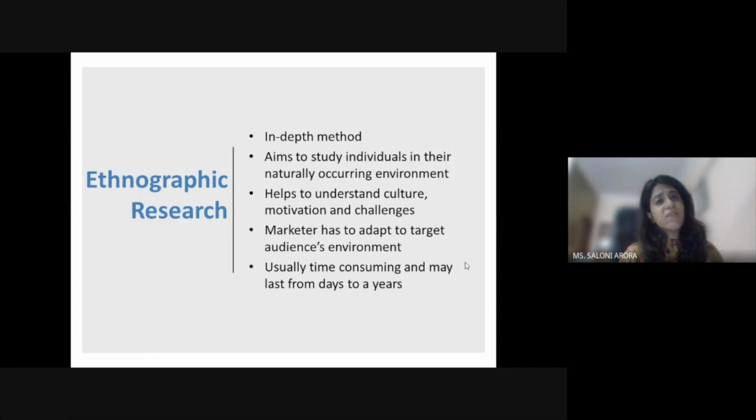The individuals are very happy living their lives. You go into their environment, you see how they're living, and try to understand their culture, their motivation, their opinions, their attitudes, and their challenges.